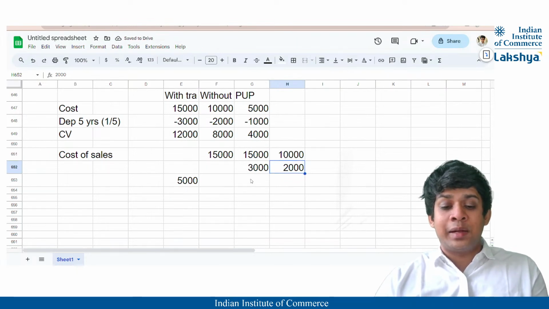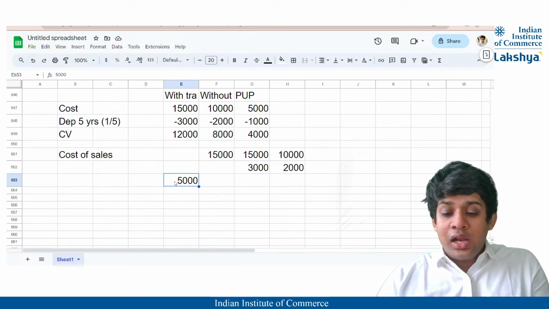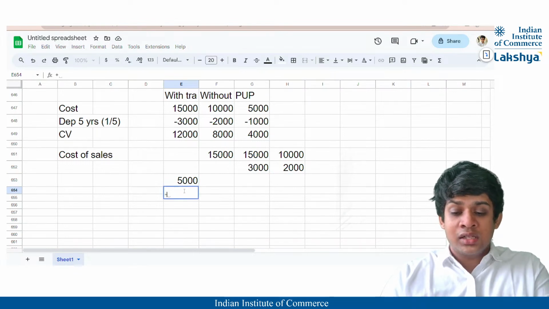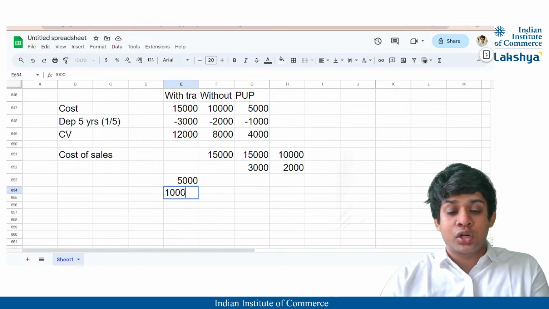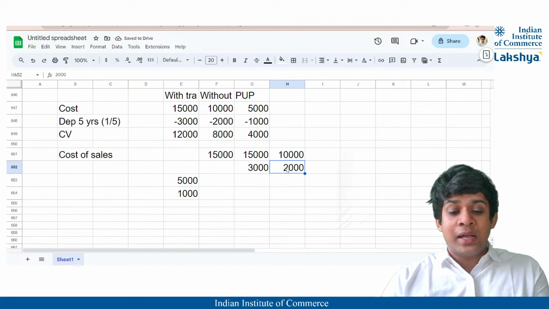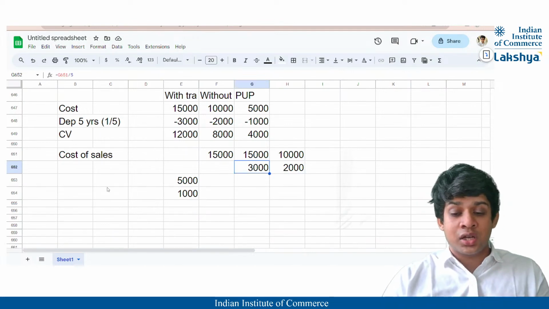So the cost of sales might be adjusted by that 1,000, right? So I will have to reduce the profit by 5,000, but also increase the depreciation. I mean, add back the depreciation of 1,000. Okay, that is the difference between the two. Because actual depreciation that should have been charged to us was 2,000, but excess depreciation is charged.